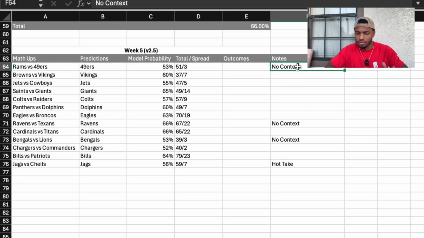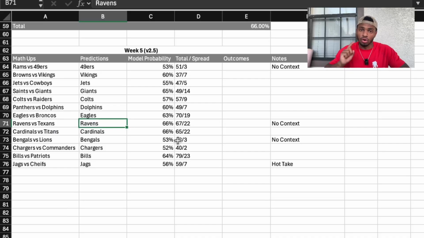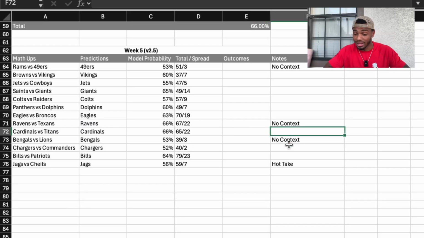No context on that prediction. It's saying the 49ers are going to win. I don't necessarily agree with that. You take it for what it's worth. Ravens versus the Texans. Of course it's going to say the Ravens are going to win, but the Ravens have lost Lamar Jackson and their whole defense is injured. This model doesn't have that context. If it did, it would probably say the Texans have a better chance of winning that game.